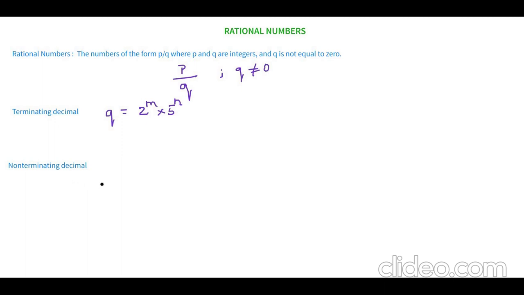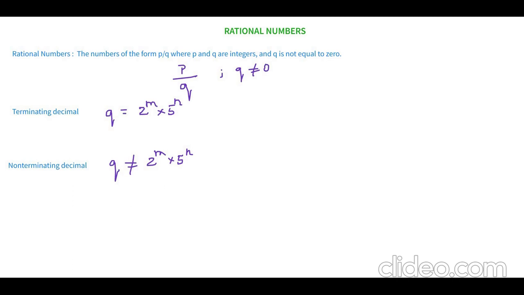When is it not a terminating decimal? When q is not equal to 2 power m times 5 power n. It's very easy. You can just remember this formula: q equals 2 power m times 5 power n. So when we get this, it is a terminating decimal, and when it is not equal, it is non-terminating decimal. Very easy to remember. Okay, now let's see some questions so that it is easily understandable.